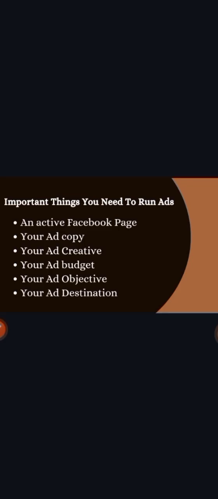Then you need an ad creative. An ad creative is the image or video that is attached to your ad, maybe your flyer or your explainer video or your screenshots or your picture, whatever image you want to use. That image should be able to reflect what you are selling and also convince people to take action on your ad. Then you need an ad budget. An ad budget is simply how much money you want to pay Facebook so they can push out your ad to a lot of people.